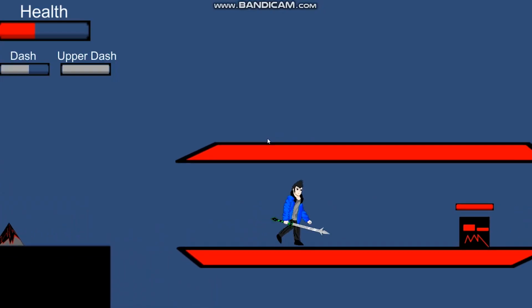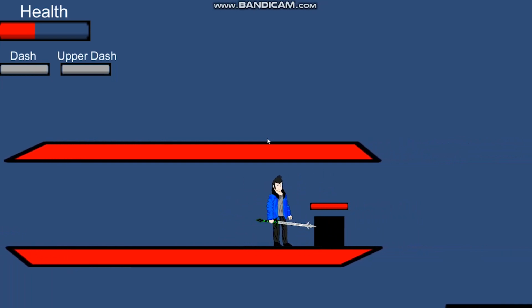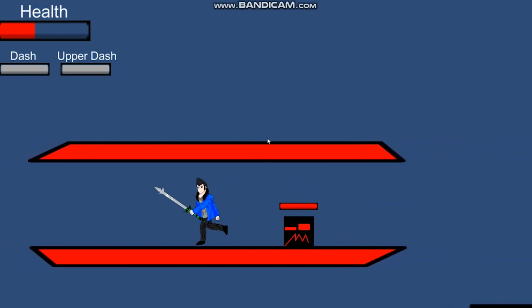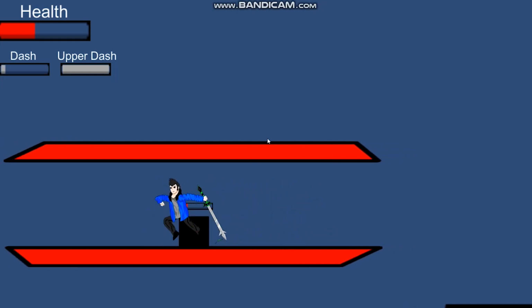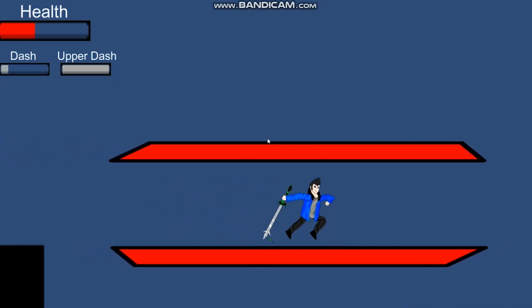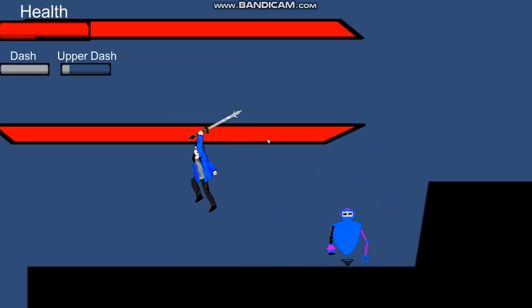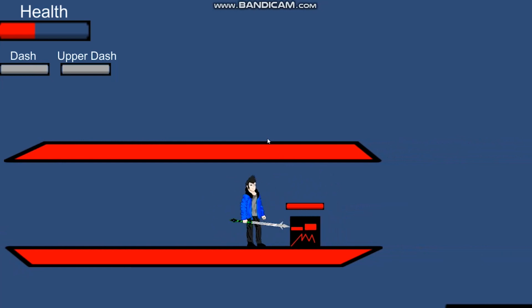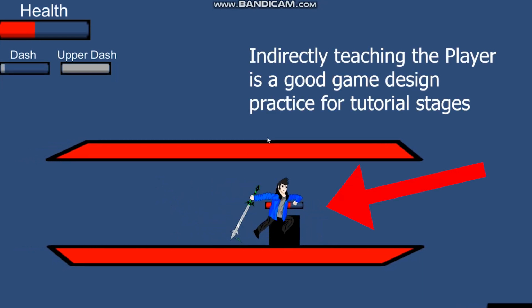I made this little enemy which, when hitting him, he kind of shies away and doesn't take damage. The only way to hit him is to dash like that and go to the other side. This is supposed to be part of the tutorial stage. I made this type of enemy to make sure that your main character is actually invincible when he does the frontal dash.